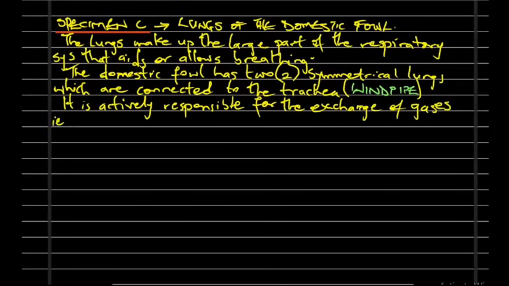That is, we have oxygen and carbon dioxide. Oxygen and carbon dioxide. The lungs of the domestic fowl is different from those of other vertebrates.